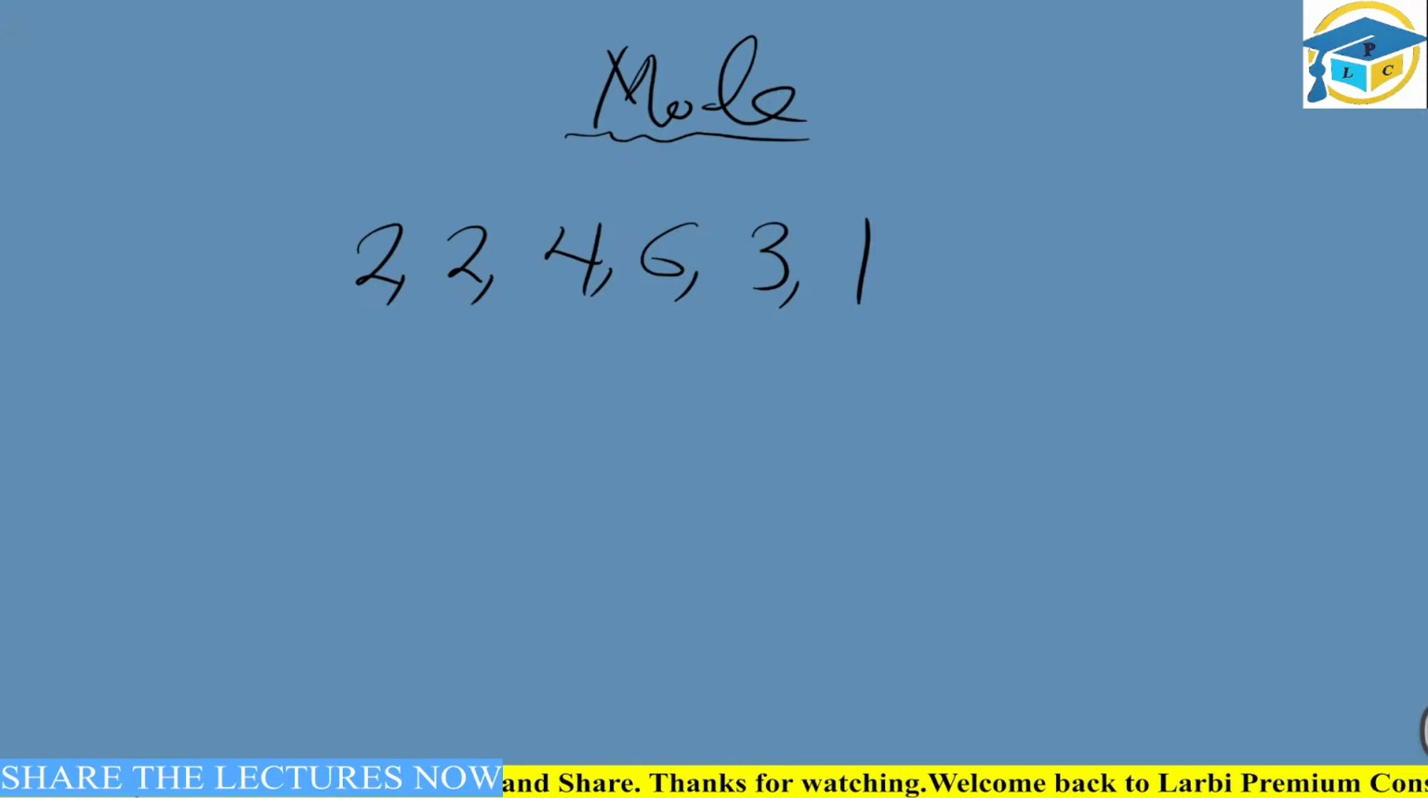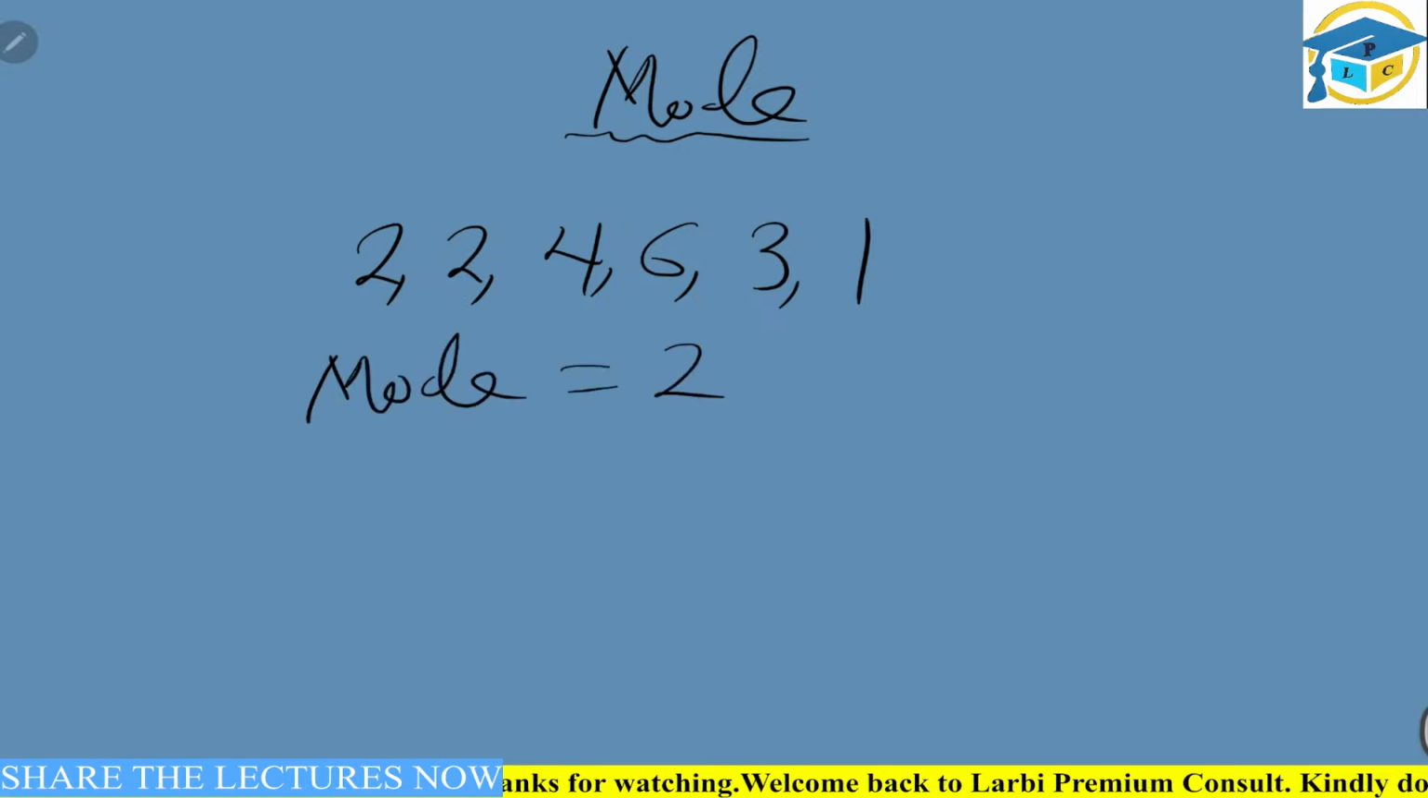Is that okay? So we'll therefore say that the mode for this data is equal to what? 2. Because we have 2 in a group of what? 2 times. But the rest are just what? 1 in terms of their frequency. So let's take note of that.